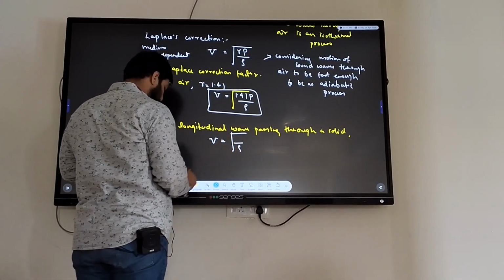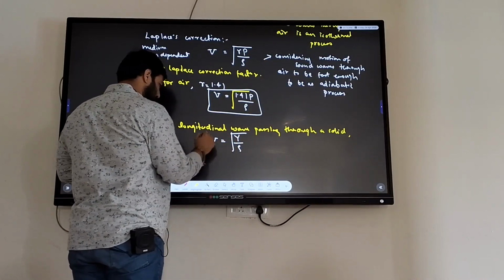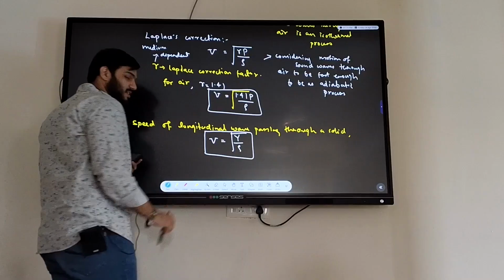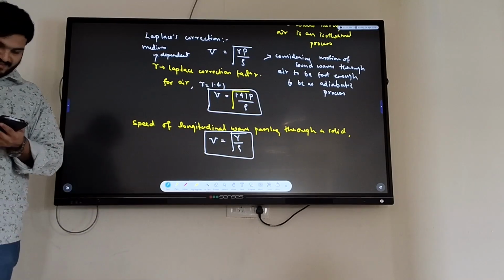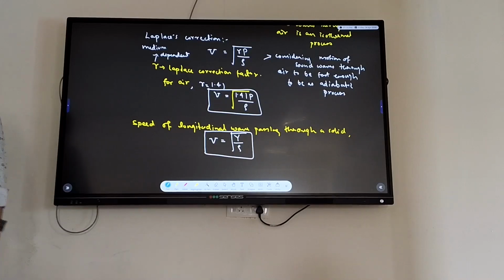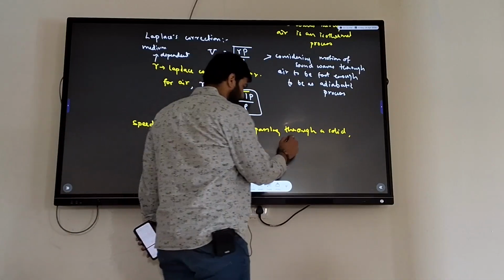Let me ask this also. What is the definition of Y? The students won't be able to tell even this. Tell me, what is the definition of Young's modulus? Shear stress by shear, longitude delta by L. It's longitudinal stress by longitudinal strain. It's difficult.